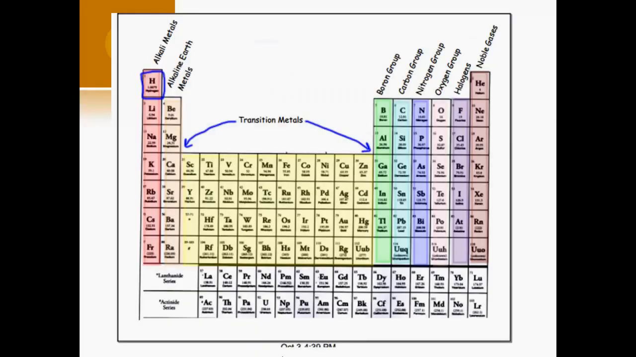So here's a look at the periodic table, and you can see where each of the different groups is. You can see the alkali metals all the way on the left, all the way through the noble gases all the way on the right, and you can see how the transition metals form a bridge in between those two groups.